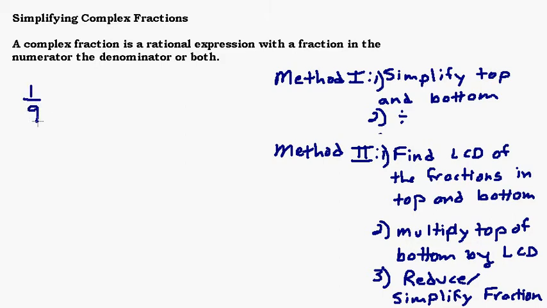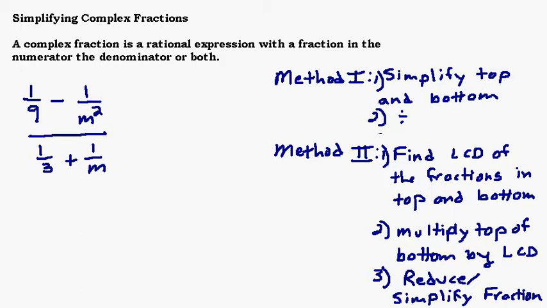1 over 9 plus, no, let's go minus, 1 over m squared, all over 1/3 plus 1 over m. You might want to pause this and give this a try and see how you do. That's always a good way to find out where you're at.